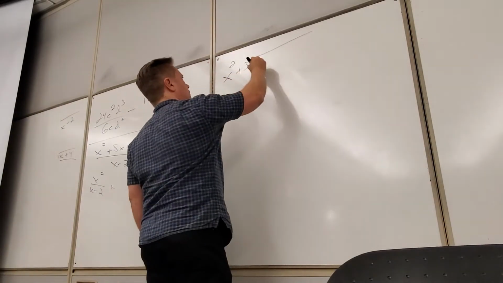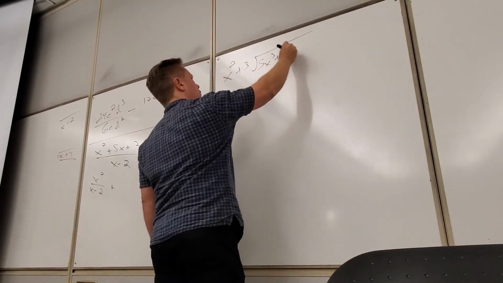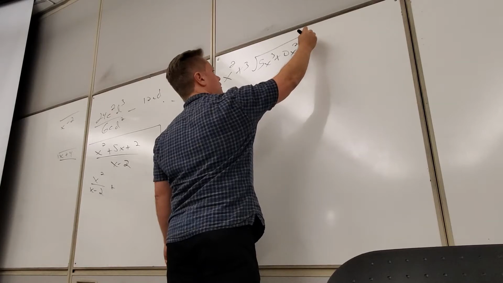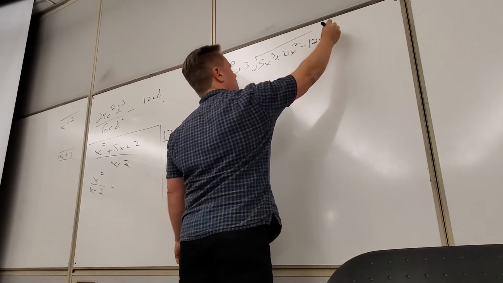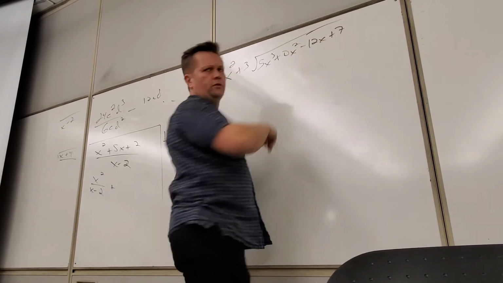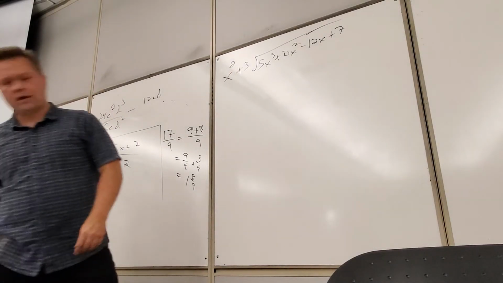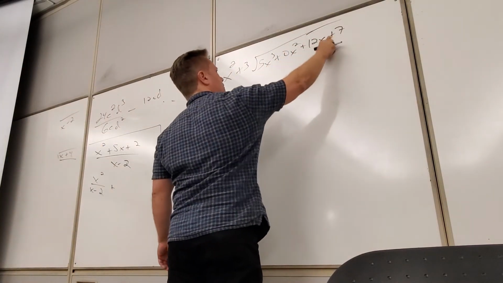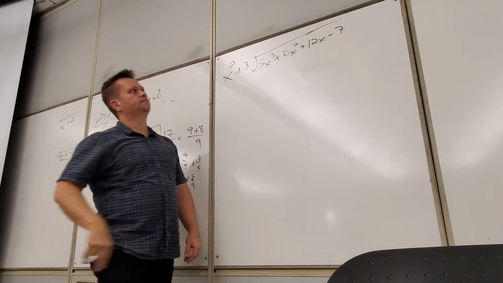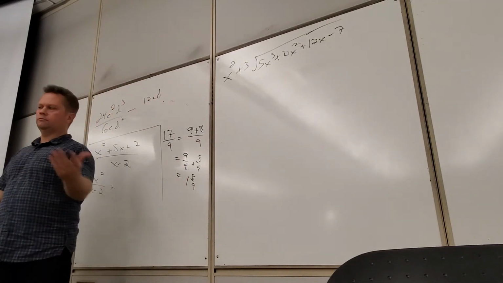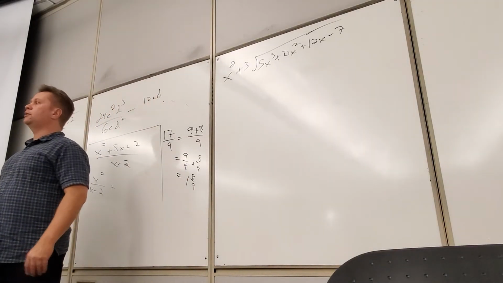5x cubed? 0. Good. No x squares. Minus 12x, right? Plus 12x. Yeah, okay. Minus 10. Chip up. All right. And then you just attack like normal.